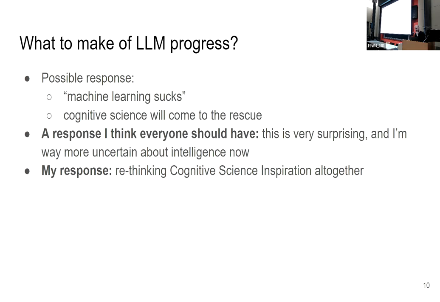So it's possible to say that, yeah, large language model progress is still limited, and the takeaway is still that machine learning sucks, and maybe cognitive science will come to the rescue. I'm being very provocative, but here's a minimal claim that I think everyone should take away, which is that the success of large language models is very surprising. And I think everyone should be a lot more uncertain about what the space of possible intelligences is. And then, of course, my provocative response is to rethink cognitive science inspiration altogether.